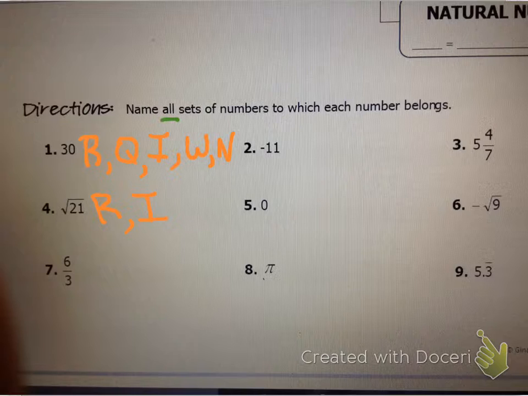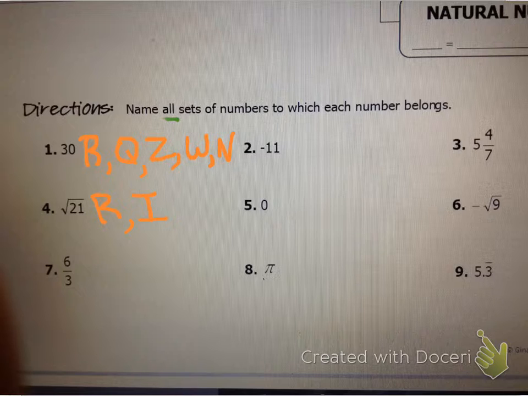And I just realized I made a mistake up here. This shouldn't be an I right there for integer. An integer is a Z. Don't confuse those letters up there. Easy to do.